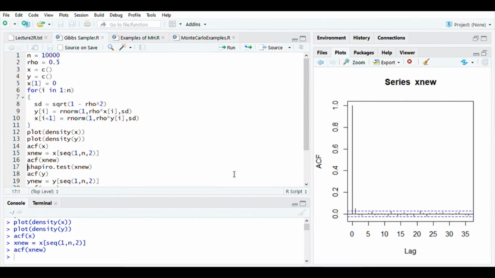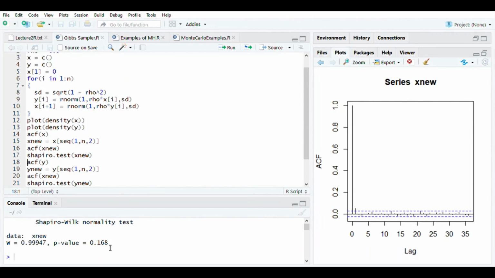Let us apply the Shapiro test for this. So it looks all right. The normality is accepted here. The p-value is more than 0.1, so you are not rejecting the null hypothesis. The null hypothesis is that the observations follow a normal distribution, normal 0 1. So yes. What about y now?